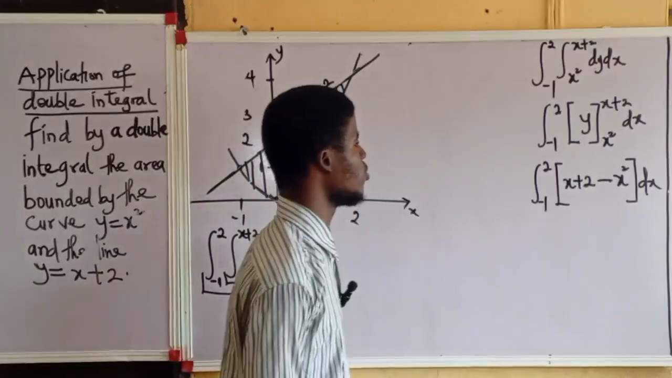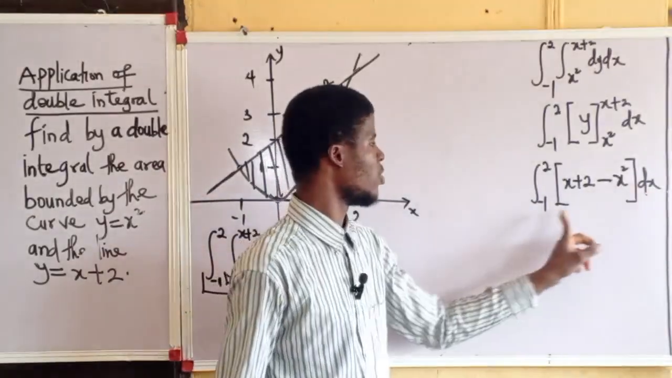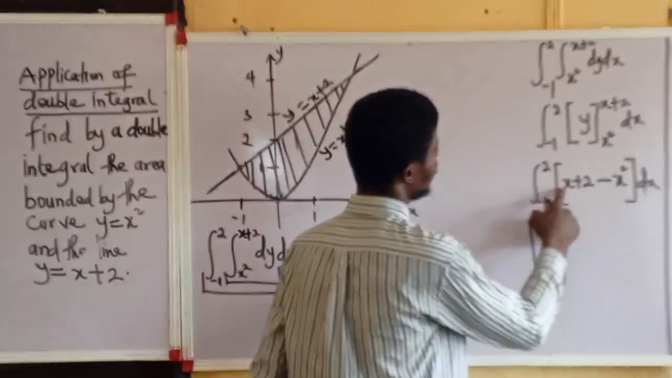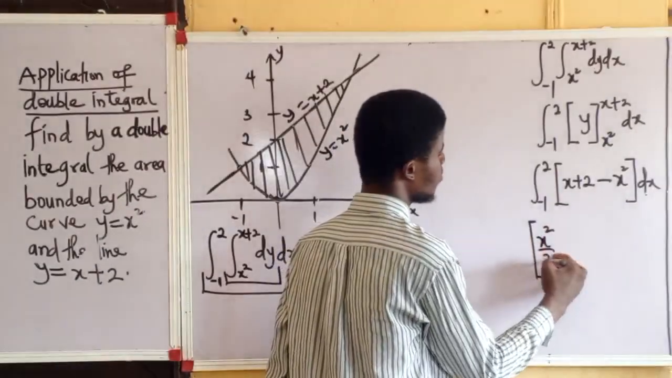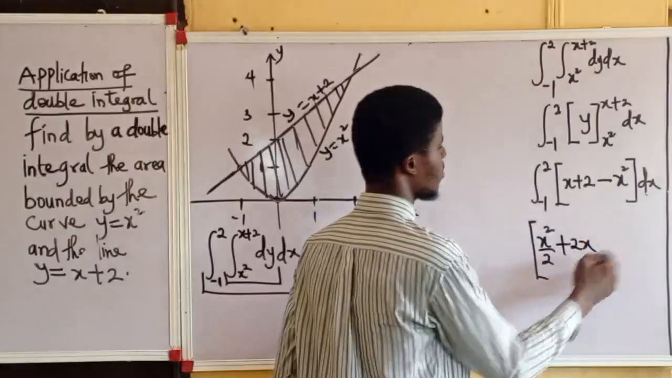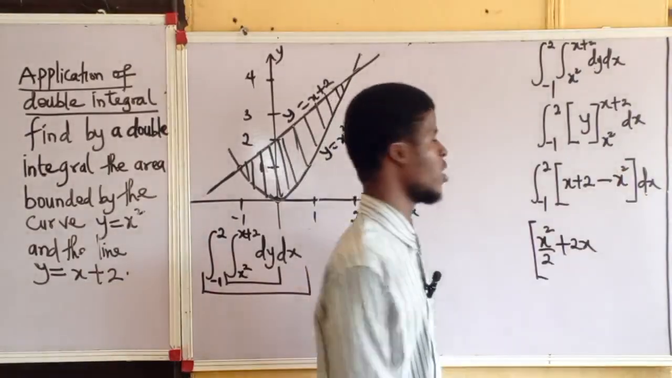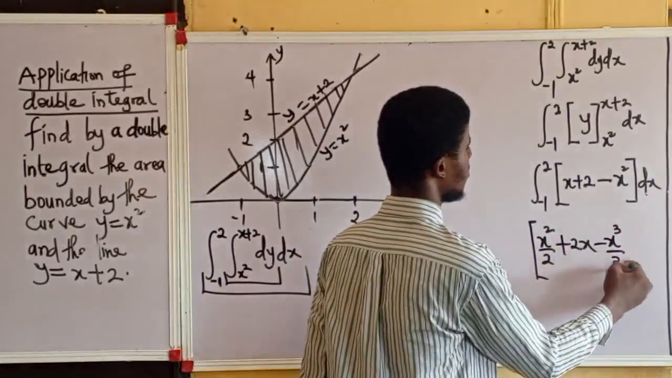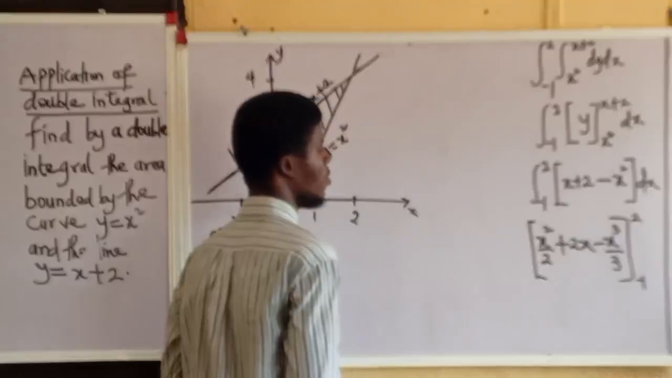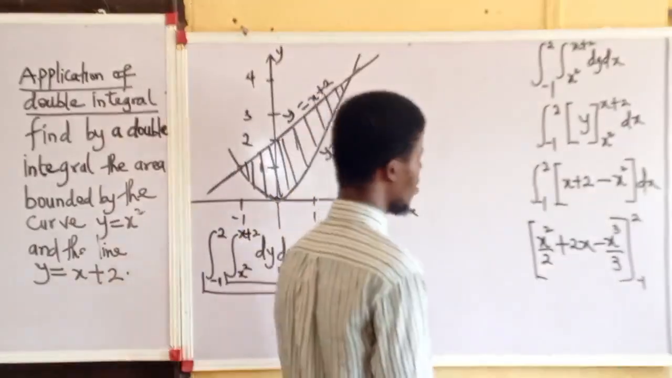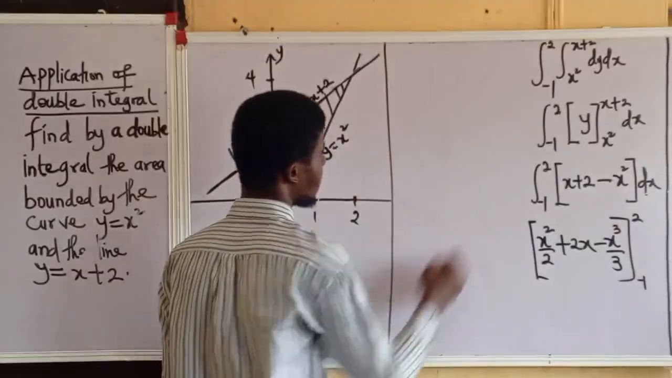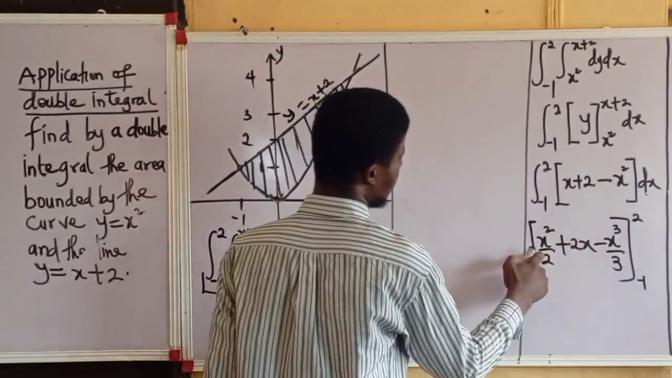So we'll now integrate this again with respect to x now, from -1 to 2. So it will be this. Integrate x with respect to x, that's x squared all over 2. Integrate 2 with respect to x, that will be 2x. Integrate minus x squared with respect to x, that's minus x cubed all over 3, from -1 to 2. So we'll now plug in the upper and the lower limit. Plug in the upper limit first, we have, let's see it here. 2 will enter for x first.